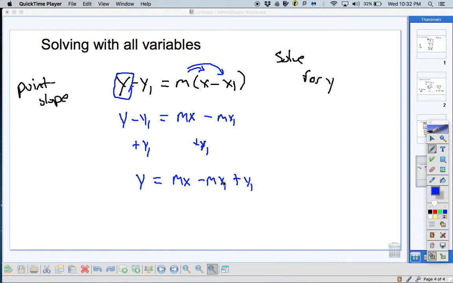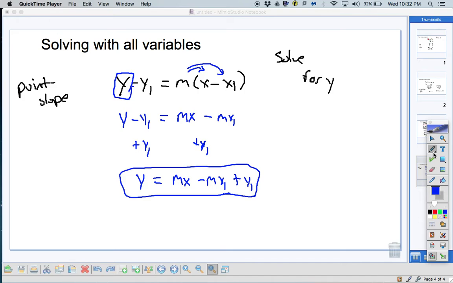So again, I can't actually do any of this arithmetic, but I can write that that's the arithmetic I need to do, and that's all we're able to do. We're going to write mx, subtract mx1, plus y1. And if sometime in the future I end up with some numbers in here, then I'll be able to do some more arithmetic. But right now, that's our answer, because that's the most we're allowed to do until we know more information. So that's what solving with all variables looks like.